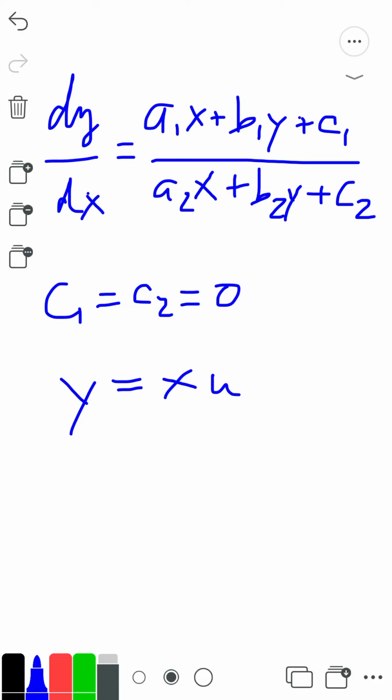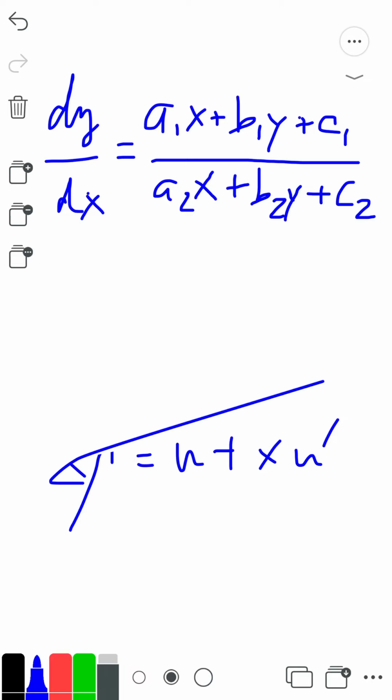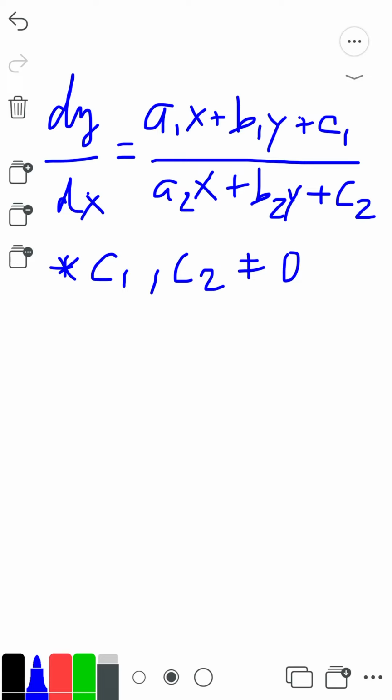So the trick here is when c1 and c2 are equal to 0, you substitute y is equal to xu, and then y prime, the dy over dx, is equal to u plus xu prime. That was the case when c1 and c2 are 0. Now when c1 and c2 are not 0, we have two subcases.